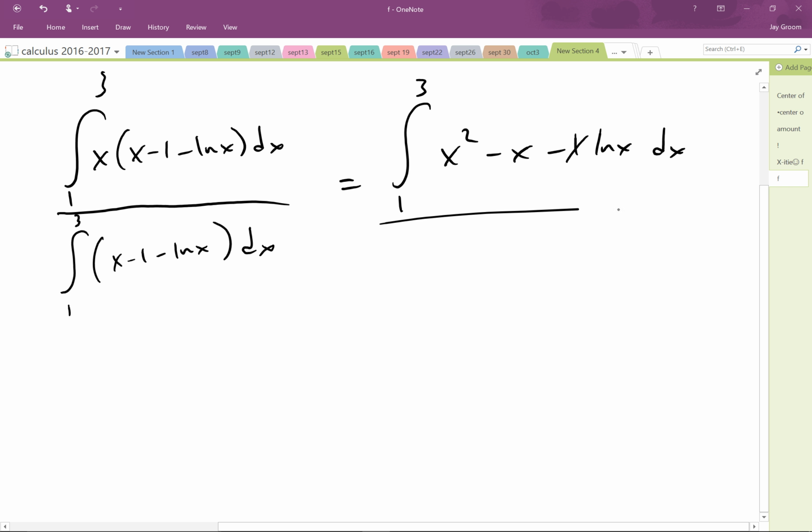You know what I'm tempted to do? I'm tempted to show you how to do this on the calculator, but I'm not going to. I'm tempted, but I ain't gonna.